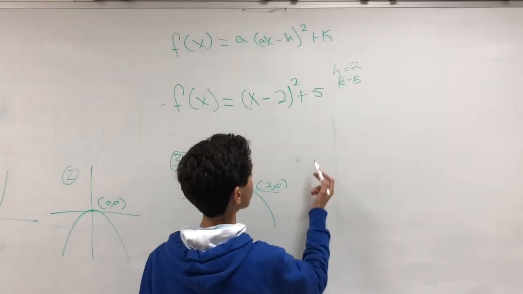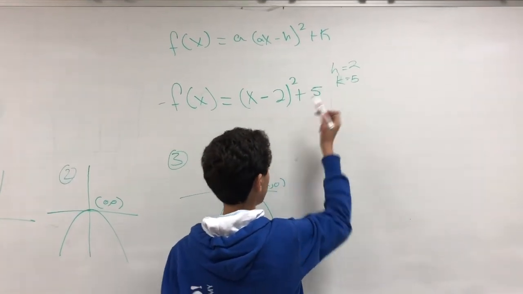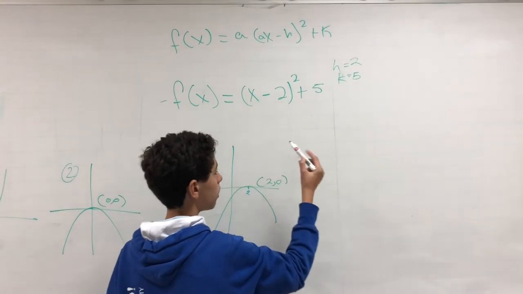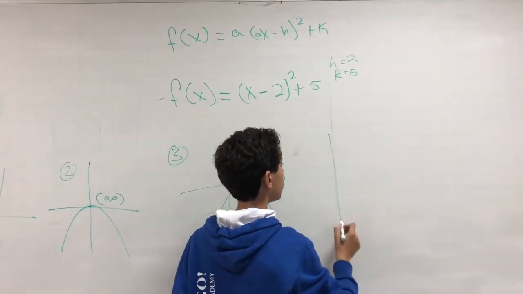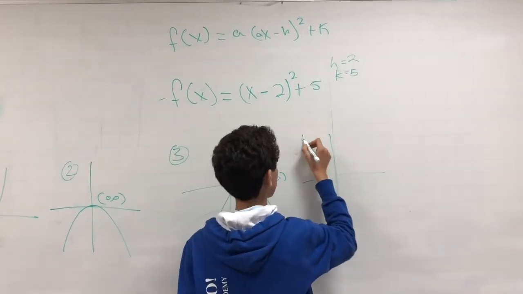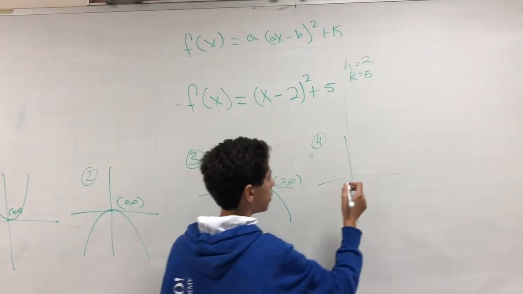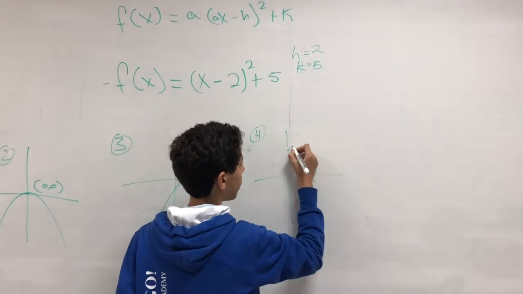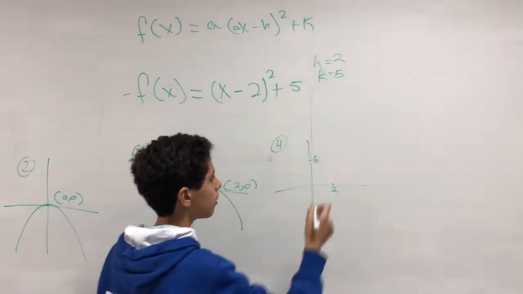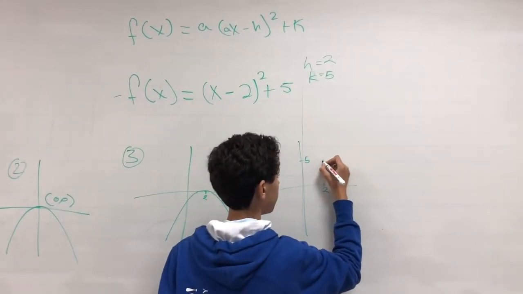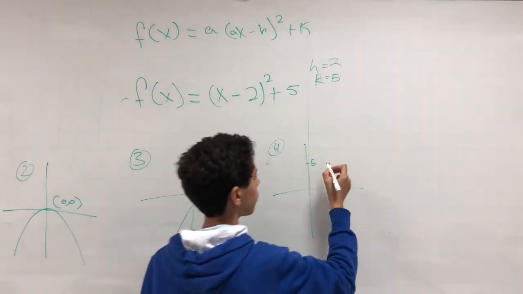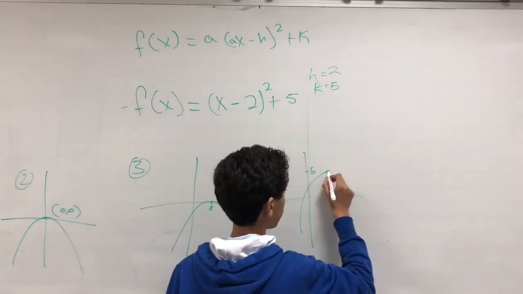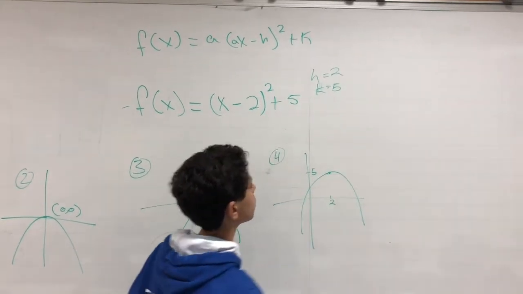Now let's talk about the k value over here, which is positive. So it's going to go up 5 units. So let's start with the final fourth transformation. So we know there's 2, and now we're just adding a 5 on the y-axis. So the vertex is going to be over here, and as you know, it's concave down. So we do this, and this is our function.